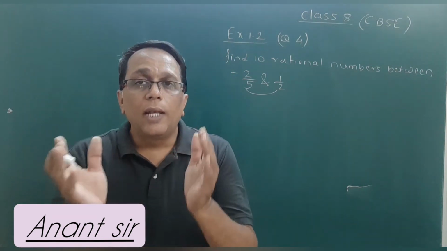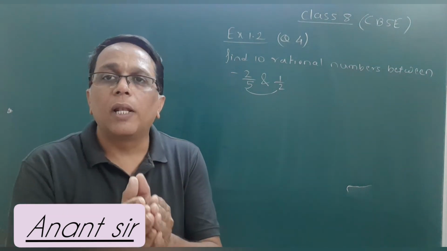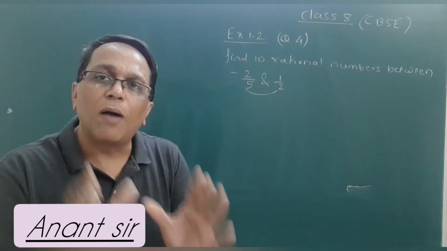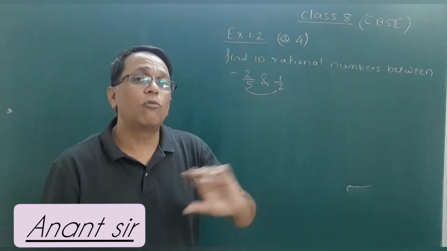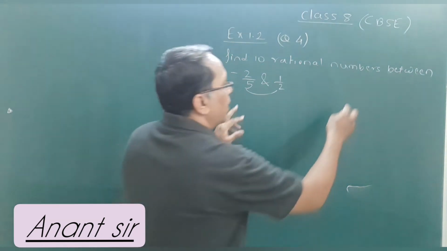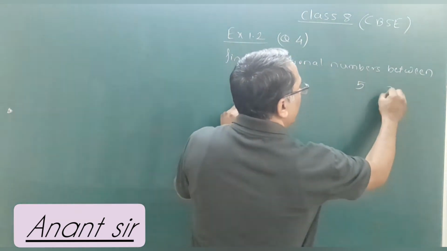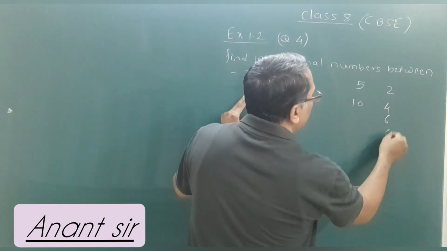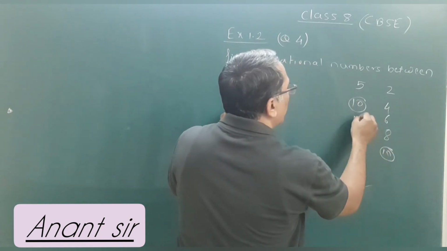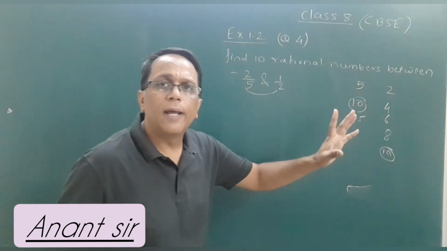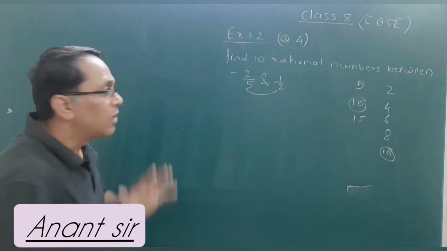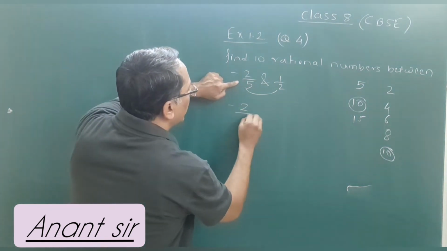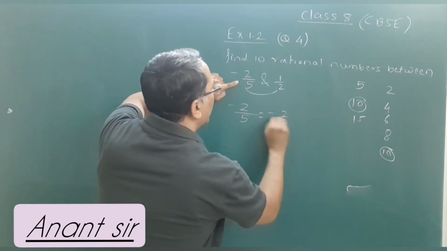That is the least common multiple, that is the number which comes in the table of both 5 and 2 first. Okay, so the table, if I write the tables of both 5 and 2, you will see that 10 comes in the table of both first, right? So 10 is the LCM, simple. So what you are going to do, you are going to make the denominator 10 for both.